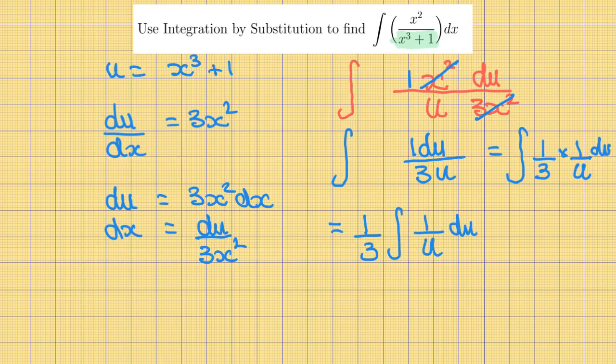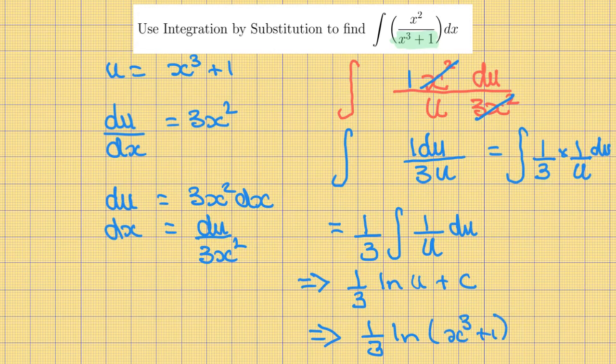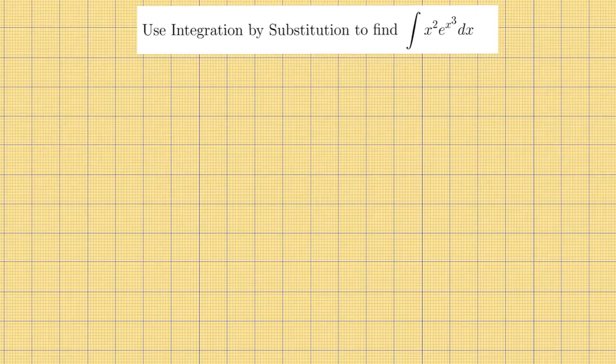If you integrate 1 over u, that is equal to log u. So therefore we've got 1/3 log u. We can now substitute back in plus c. So therefore we've got 1/3 log of x cubed plus 1, plus c.